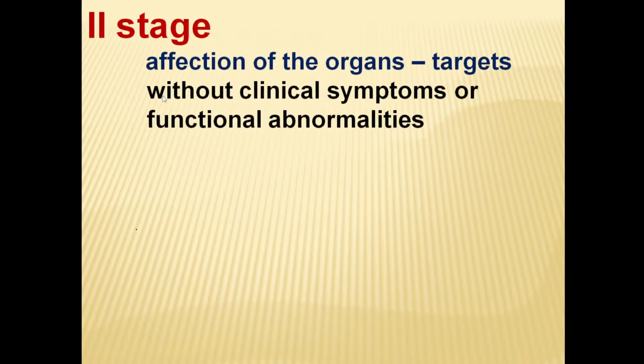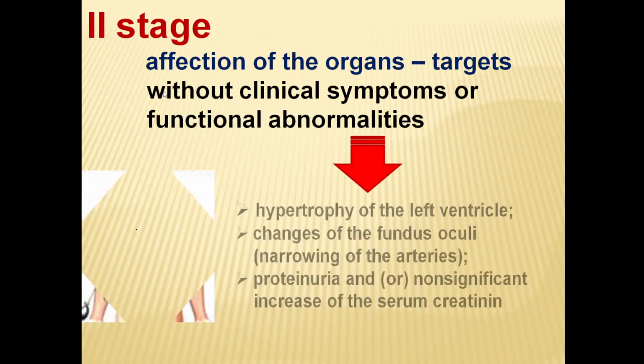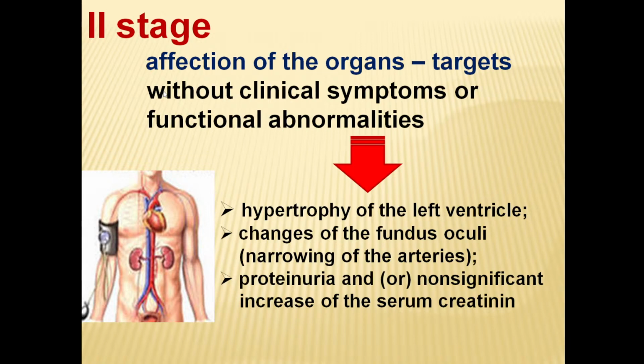Second stage, we'll see involvement of the target organ, but without functional abnormalities. For example, we'll reveal hypertrophy of the left ventricle, but its contractile ability holds, with no signs of heart failure. We reveal changes of the vessels of the fundus oculi, narrowing of arteries, but no affection of vision. We'll reveal some pathological indices in urinalysis, and the level of serum creatinine will be high or slightly increased, but no significant dysfunction of the kidney.